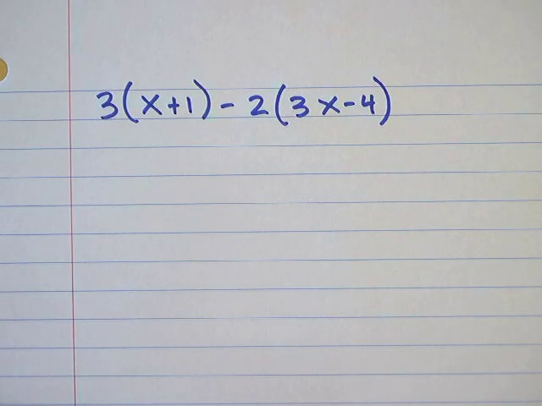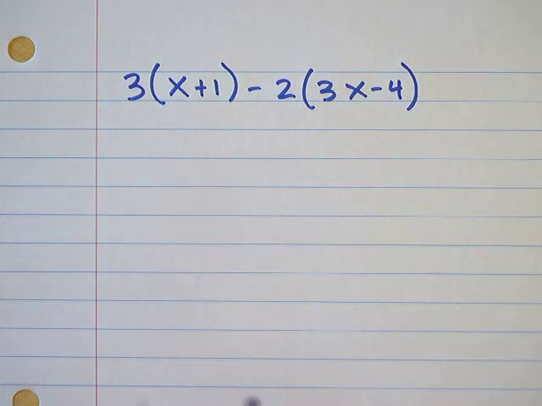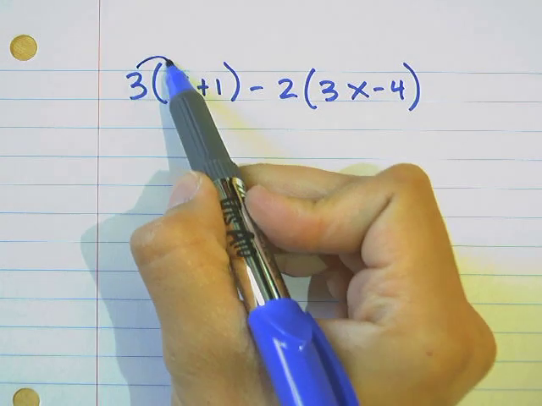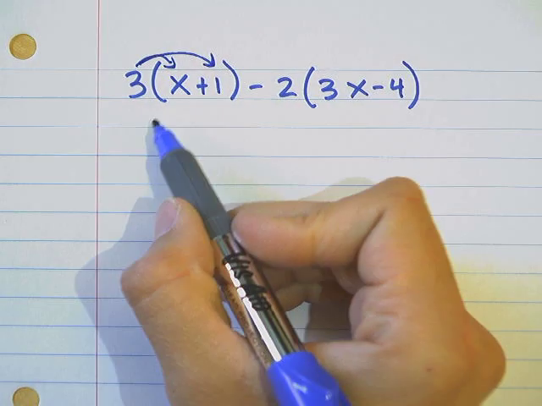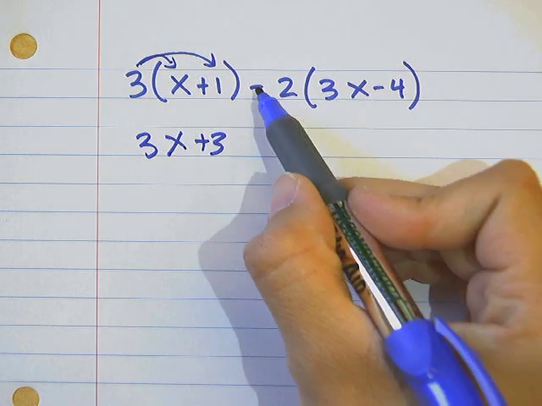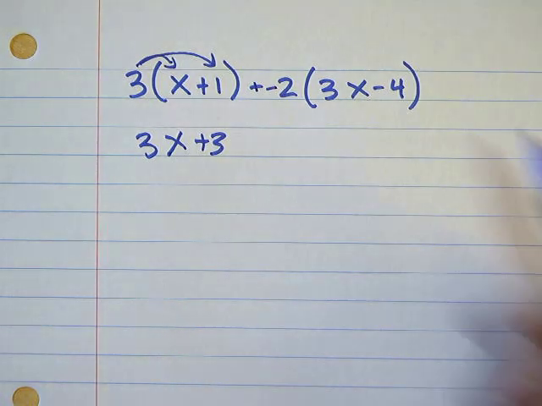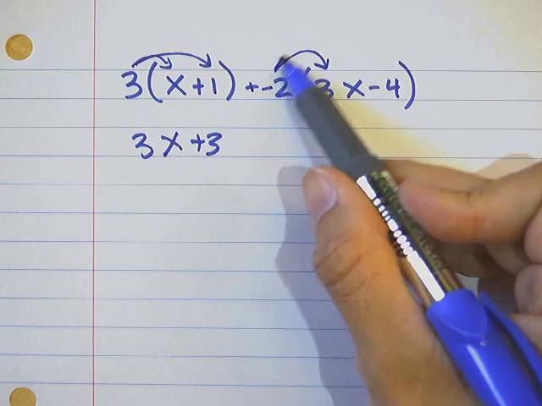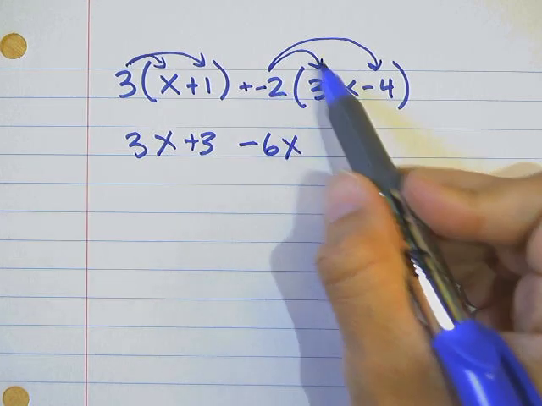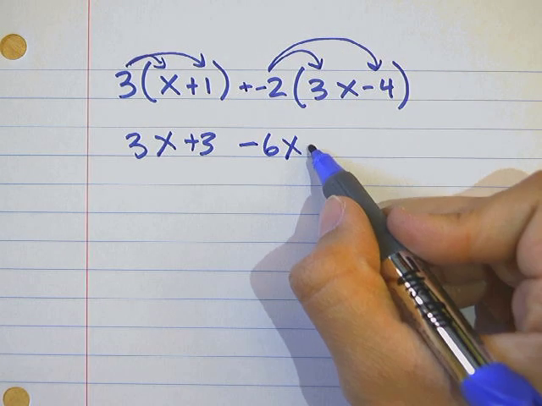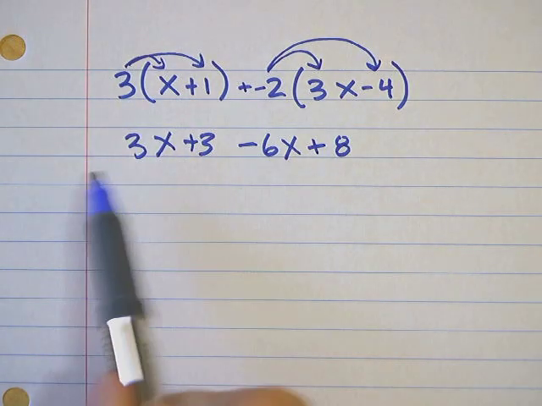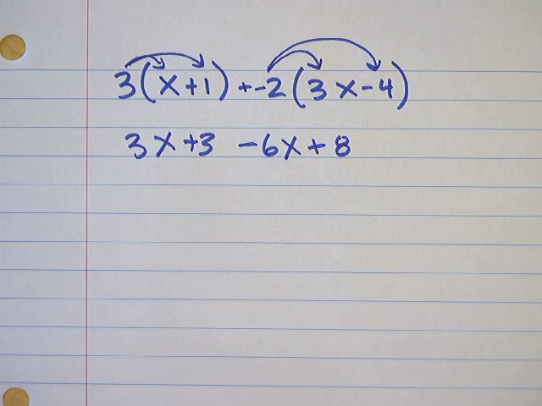Two sets of parentheses, and I see x is here and x is here, so it is going to involve a lot of simplifying. The first thing I want to do is get rid of this set of parentheses. So I'm going to distribute the 3, and that's going to give me 3x plus 3. And on this side, if I add the opposite, this is technically a negative 2. A negative 2 times 3x, and a negative 2 times negative 4. That's going to give me negative 6x for the first arrow. The second multiplication is going to be positive 8. So I went from double parentheses to no parentheses just by using the distributive property.